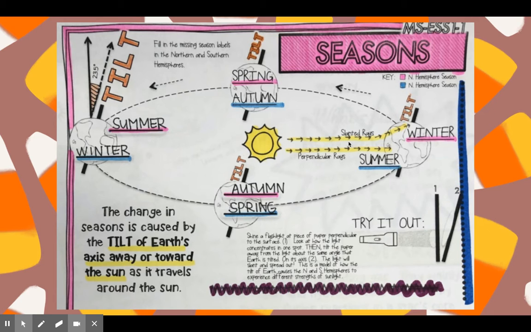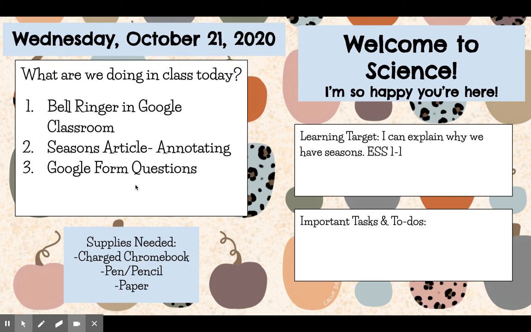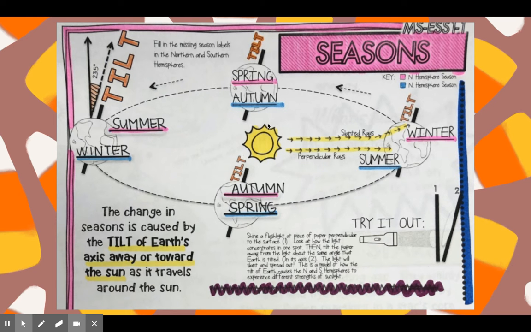So when the sun's rays are coming at us like this, it is winter in the northern hemisphere and it is summer in the southern hemisphere. And then as it continues to rotate and revolve around the sun, when we get to here, it is autumn in the southern hemisphere and spring in the northern hemisphere. And as we continue to revolve and move around the sun, it is summer in the northern hemisphere and winter in the southern hemisphere. I think I said it right the first time. Then we continue to revolve and move around the sun, and it is now autumn in the northern hemisphere, fall, and spring in the southern hemisphere.